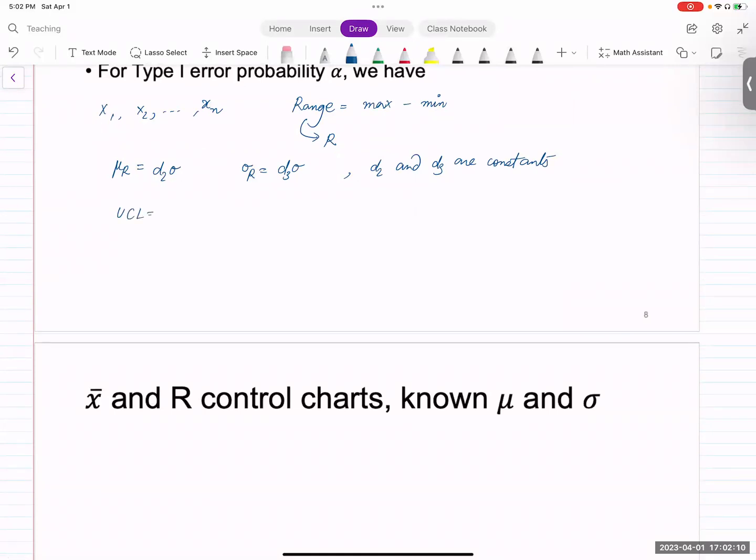This is equal to mu of R, which is d2 times sigma, plus z alpha over 2, which is 3, times sigma of R, which is d3 times sigma. Center line is d2 times sigma. Lower control limit is d2 times sigma minus 3 d3 sigma. You can do some simplification here. You can say this is sigma times (d2 plus 3 d3). This is sigma times d2. This is sigma times (d2 minus 3 d3).